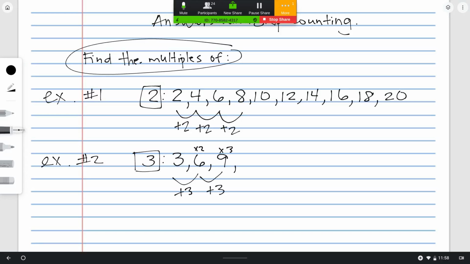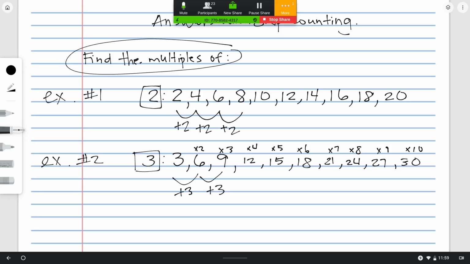You should have said 3 times 4 is 12. 3 times 5 is 15. Times 6 is 18. Times 7 is 21. Times 8 is 24. Times 9 is 27. And I always like to do 10. 10's my favorite friendly number. It'd be 30.